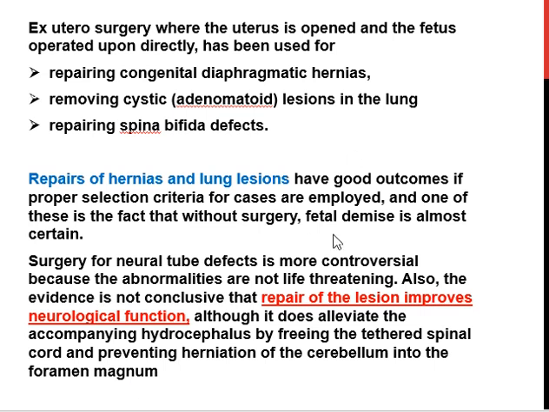So in this slide, we came to know that we can do ex utero surgery, but we should do it only with a skilled team at a good center. And repairs of hernias and lung lesions have good outcome as compared to the others till now.